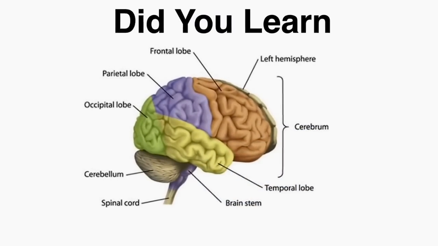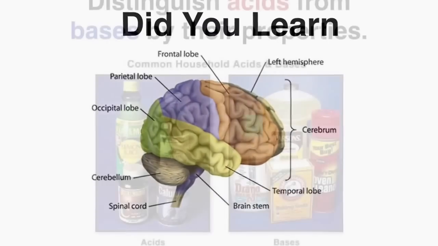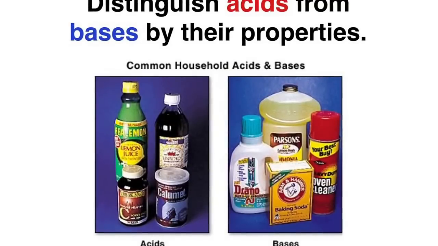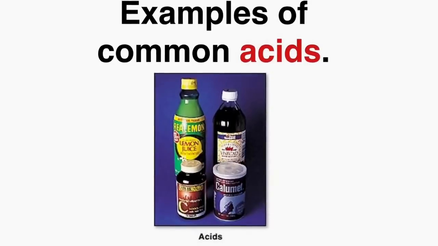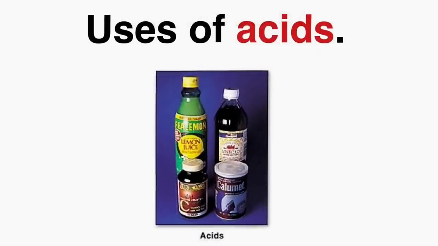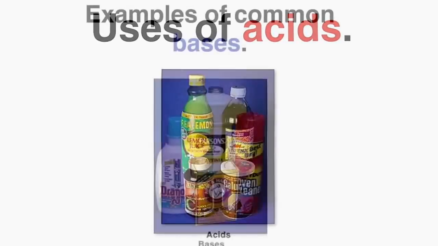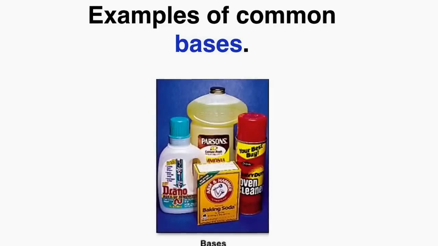So real quickly, let's make sure that you were able to learn how to distinguish acids from bases by their properties. You can give examples of common acids and uses of common acids, as well as examples of common bases and uses of common bases.